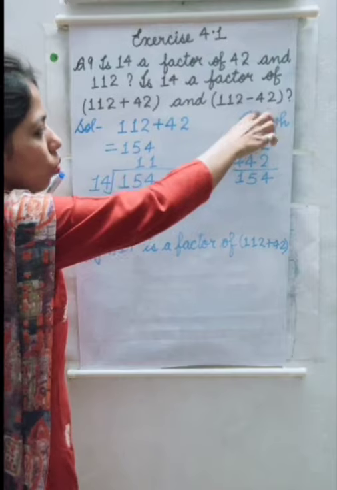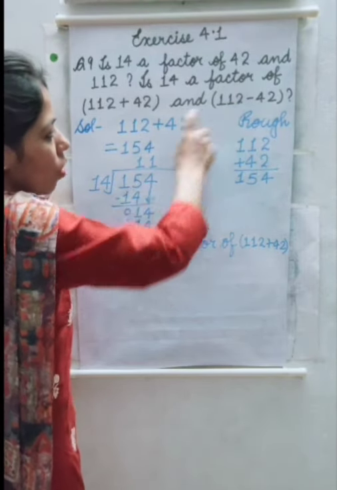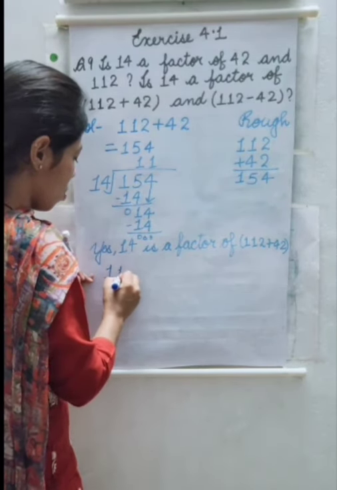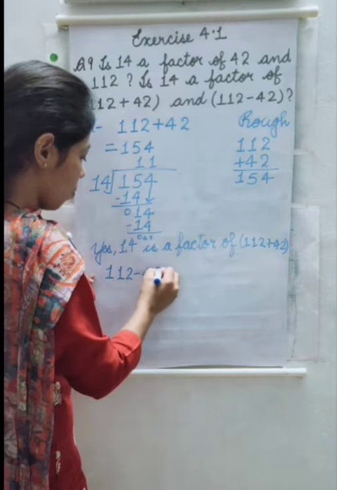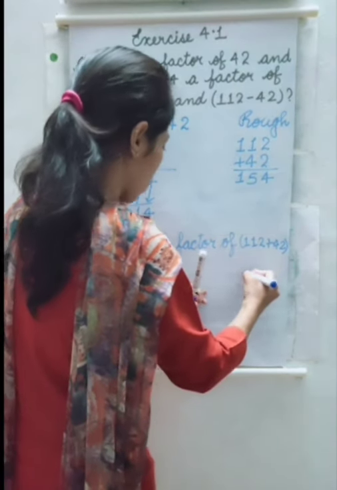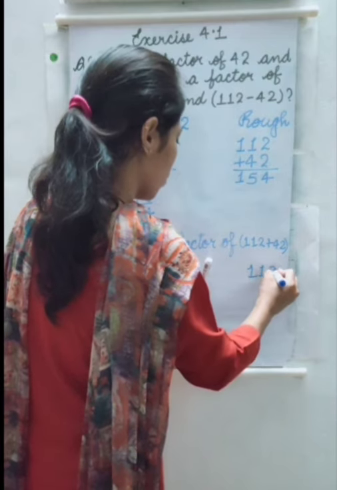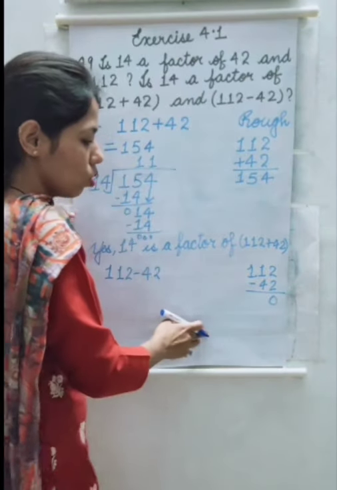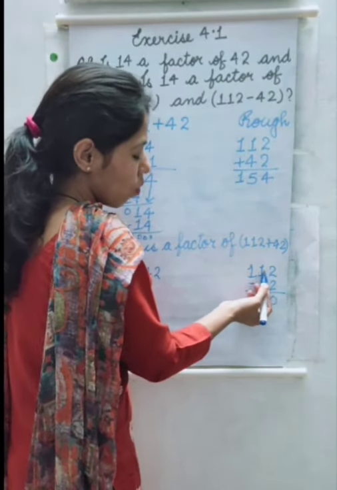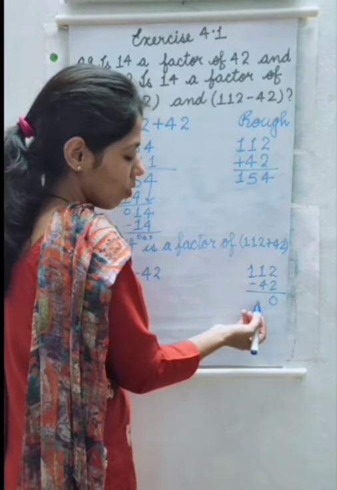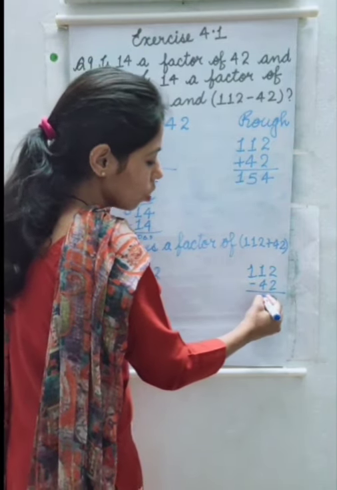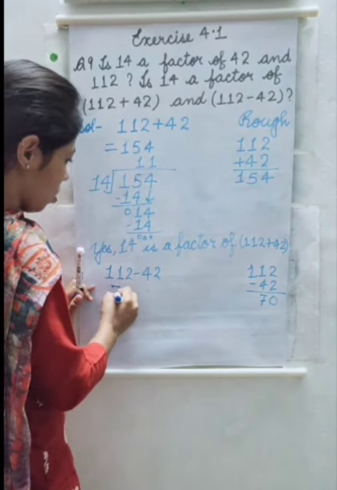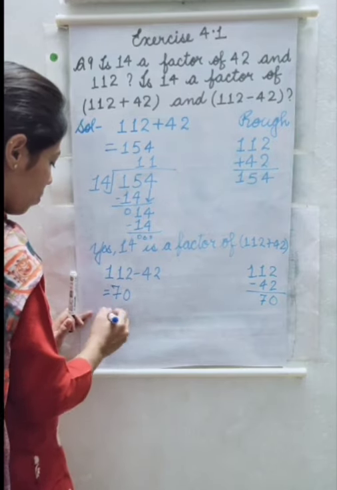So let's subtract 42 from 112. Again, here on this side in the rough column you will show the subtraction. 112 minus 42, 2 subtracted from 2 is 0. As we cannot subtract this 4 from 1, it is 11. From 11 we will subtract it. So we will get 7. So it is 70.